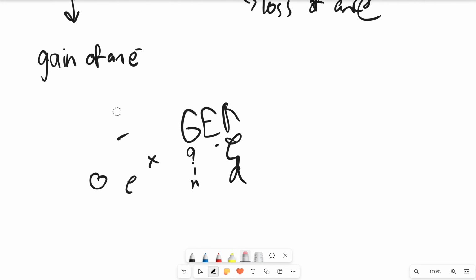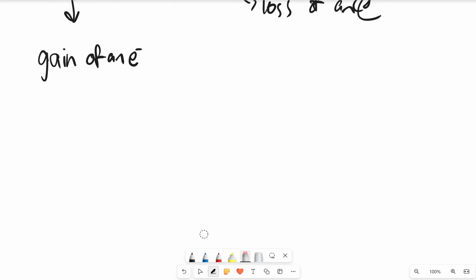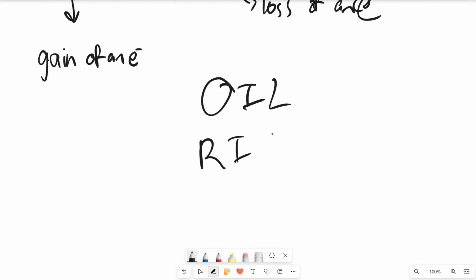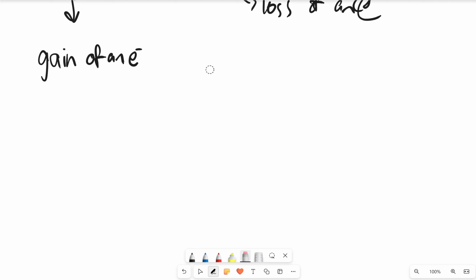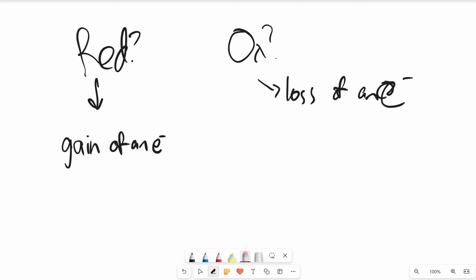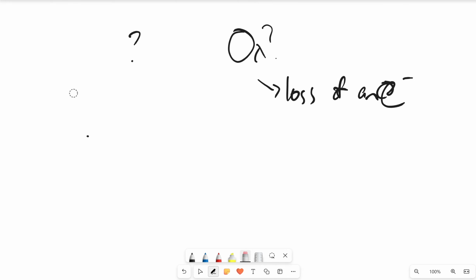Another mnemonic that I find is commonly used if you hate the environment is oil rig, right? Oxidation is losing, reduction is gaining, right? But that's if you are a staunch hater of Earth, and I don't think any of us are, right? But I mean, ultimately, in the end, it's whichever one works better for you. I'll be using Leo the lion goes grr.